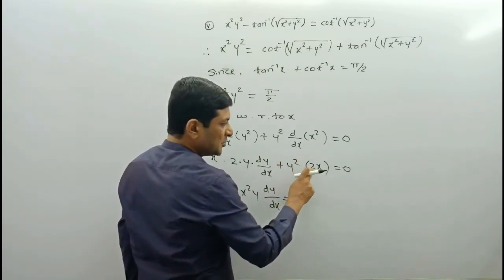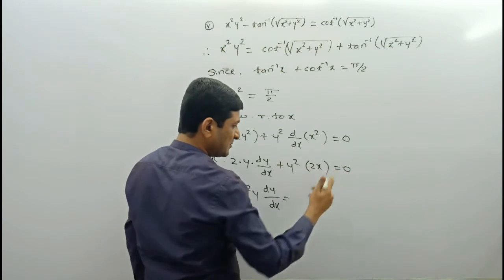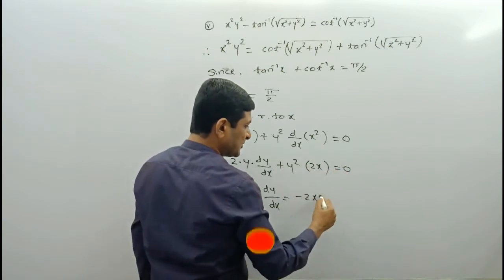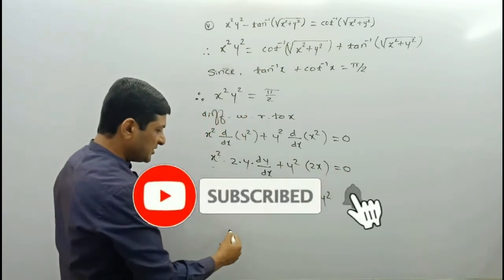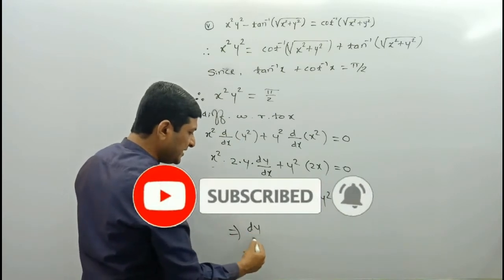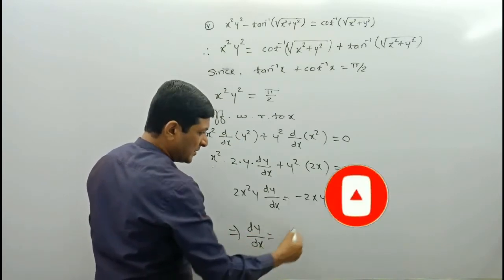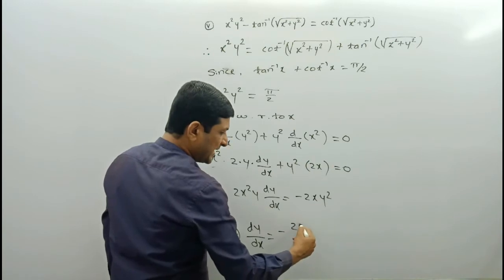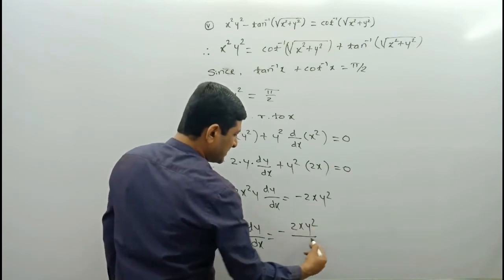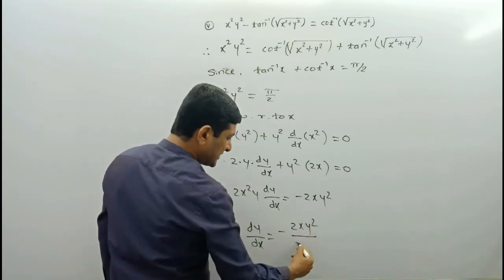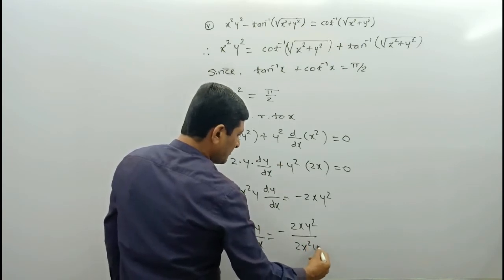What is this term? 2x into y square. So plus term on this side will become minus 2x into y square. So which implies that dy upon dx will be equals to, on the right hand side, minus 2x y square, keep it as it is. This term will get divided on this side, means 2x square y.